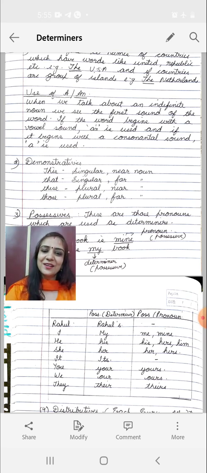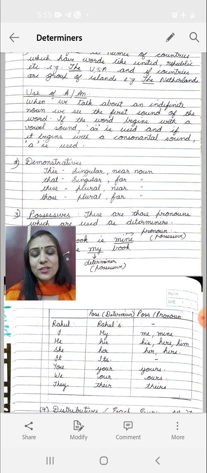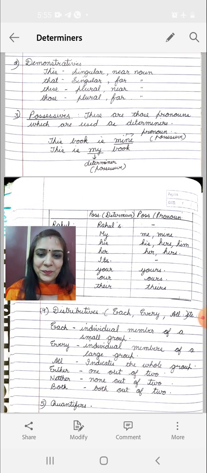Now, the second category of determiners are possessives. From the word itself, it's very clear they show possession. But at the same time, there are possessive pronouns, but there are only few possessive pronouns which will act as determiners also. Like there are some words which show possession, but they don't determine something about the noun. So they are possessives, but they are not possessive determiners.